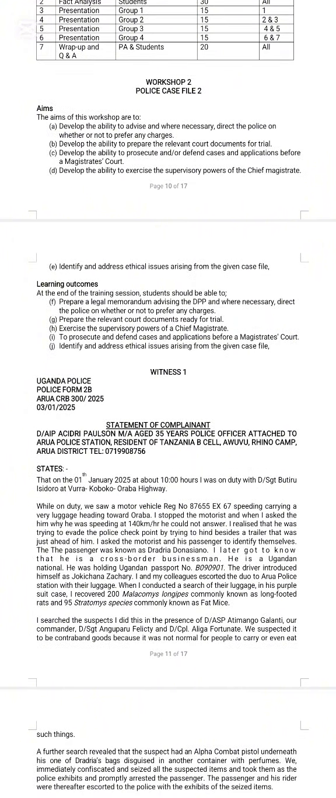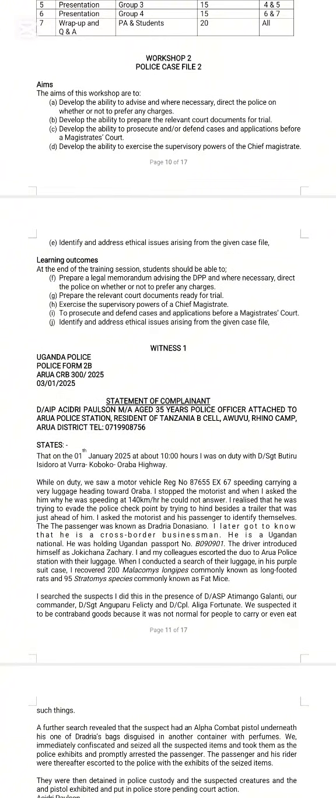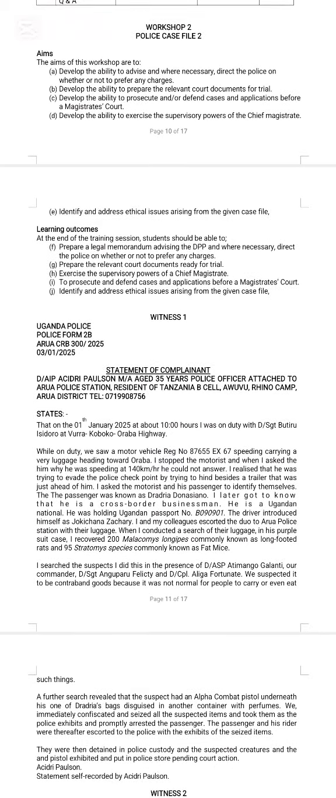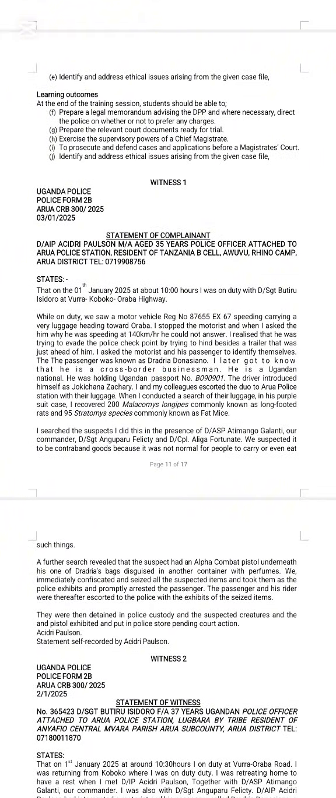Workshop 2. The aims of these workshops are: A, to develop the ability to advise and, when necessary, direct the police on whether or not to prefer any charges. B, develop the ability to prepare the relevant court documents for trial. C, develop the ability to prosecute or defend cases and applications before magistrates courts. D, develop the ability to exercise the supervisory powers of the chief magistrate's court, and identify and deal with ESCO issues.